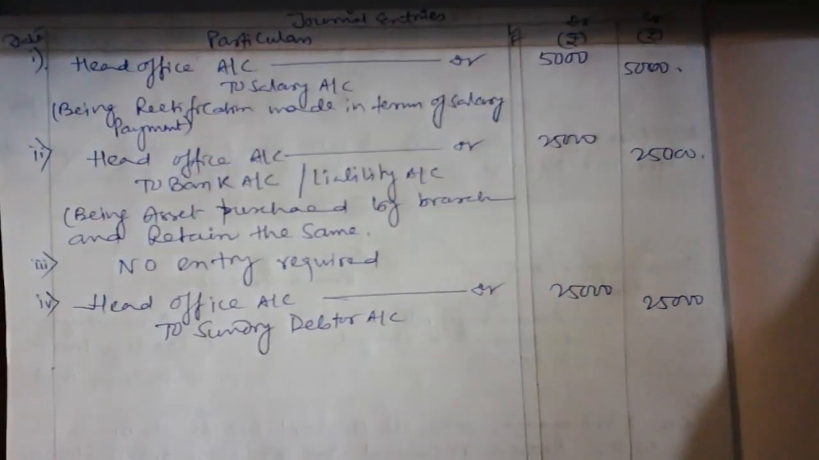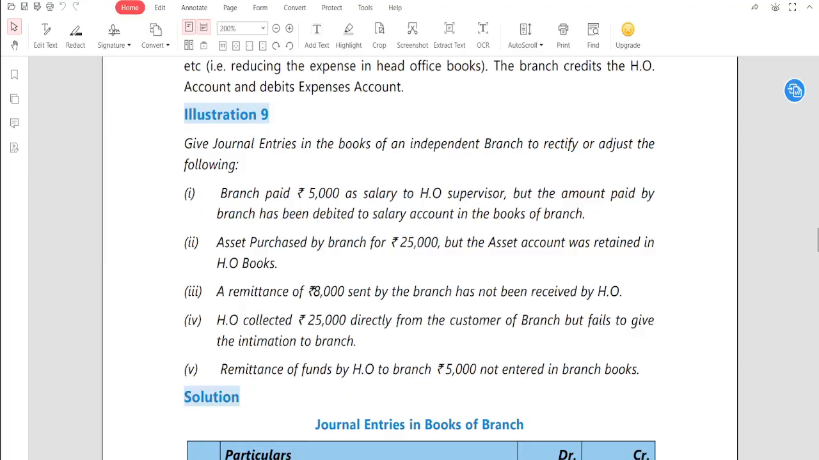Okay, that is what we have done. Now let's see. Next question is that remittance of funds by HO to branch 5,000 not recorded in the branch books. So remittance of fund by HO to branch. It means HO sent the funds to the branch. So in the books of HO, the journal is branch account debit to bank, that we know, and in the books of branch the journal should have been bank account debit to HO. Perfect. But it is not recorded because the cash has not been recorded yet till that.